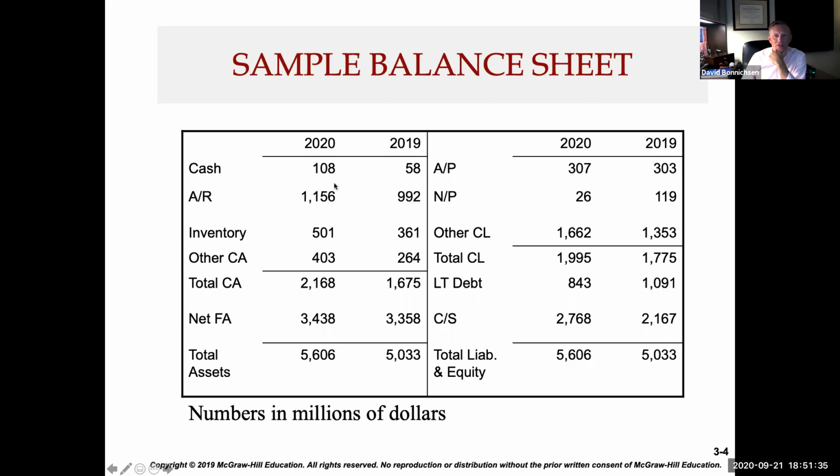So when you think about that change in accounts receivable, going from 992 to 1156, is that increase in accounts receivable a source of cash or a use of cash? Anyone can answer, you can use the chat room, you can speak up. Source of cash. Okay, I've got a source of cash. Anybody else want to take an opposing view?